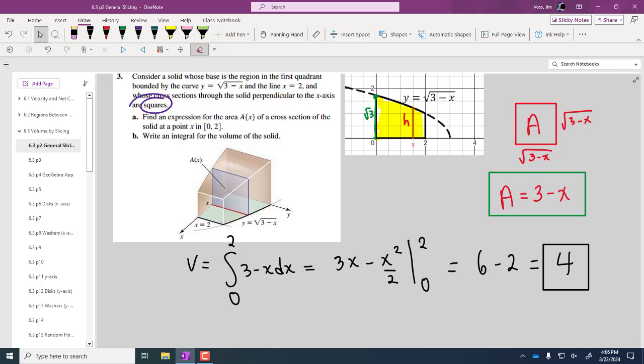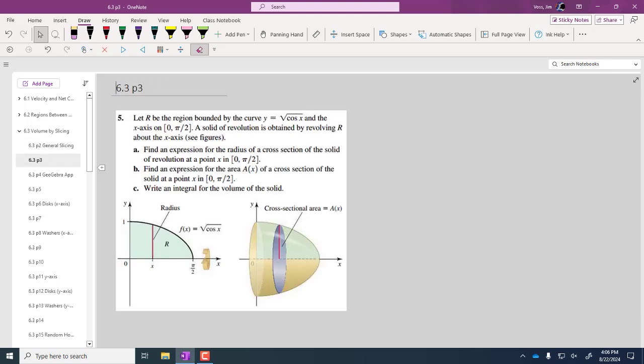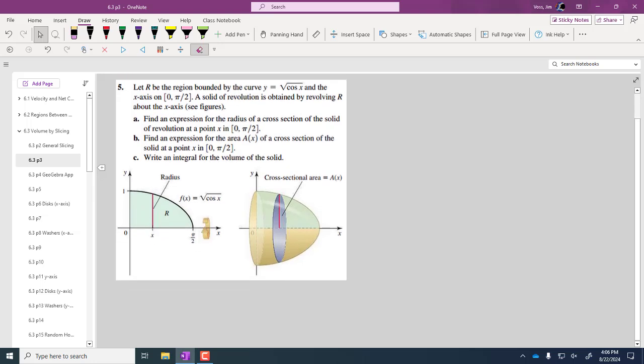All right. Well, let's take a look at another one. So let's see. With this one, we've got a curve in the xy plane, this square root of cosine x. You would never be expected to graph that. That's not a common curve that you would need to know how to graph. I would give that to you if you were going to use it on a test. We're going to rotate this region around the x-axis, creating this bullet right here.